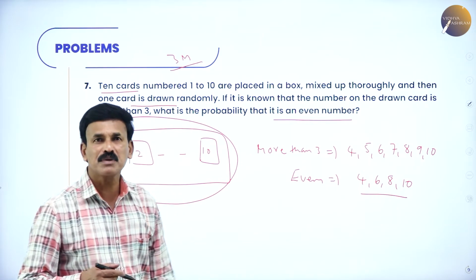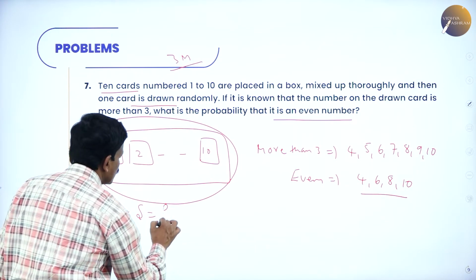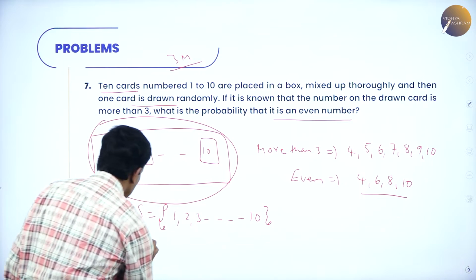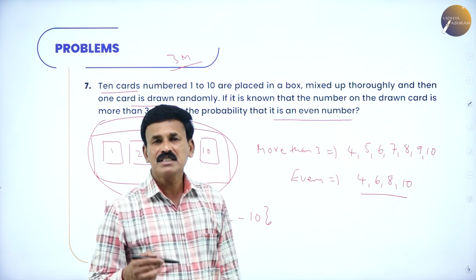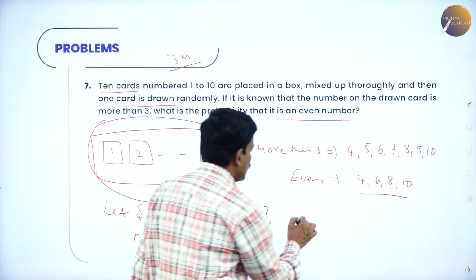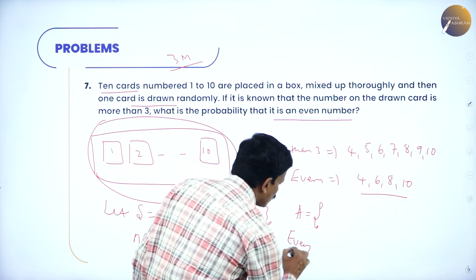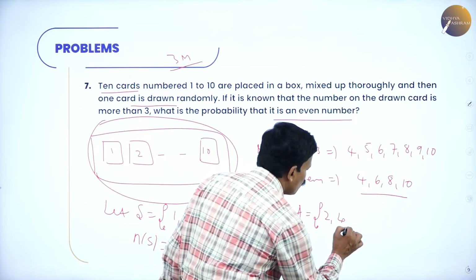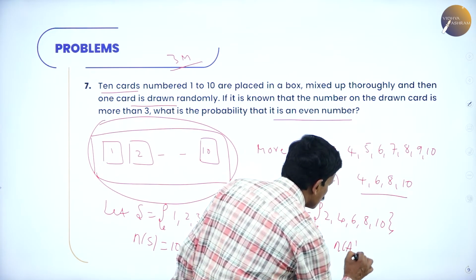Now write down the sample space. Let S be the sample space, 1, 2, 3 and so on up to 10. So n(S) is equal to 10. Now let us define an event A that the number drawn on the card is even. Even numbers are nothing but 2, 4, 6, 8 and 10. So n(A) is equal to 5.